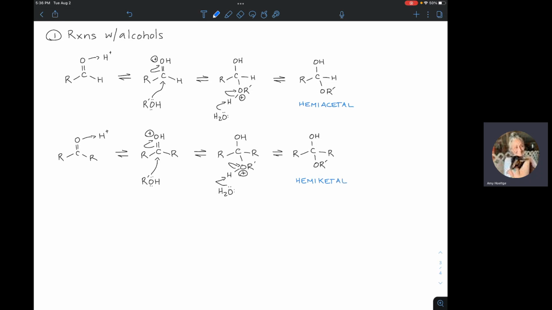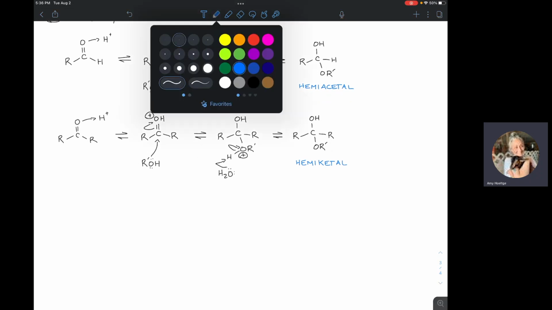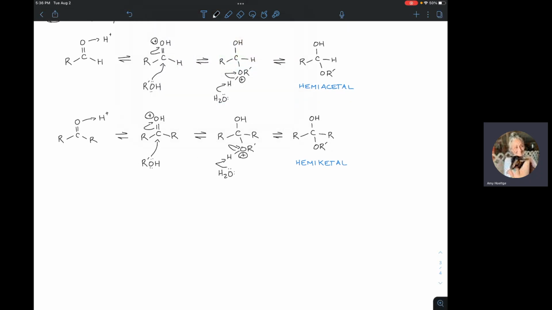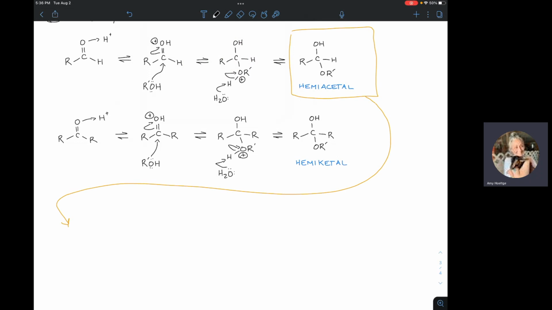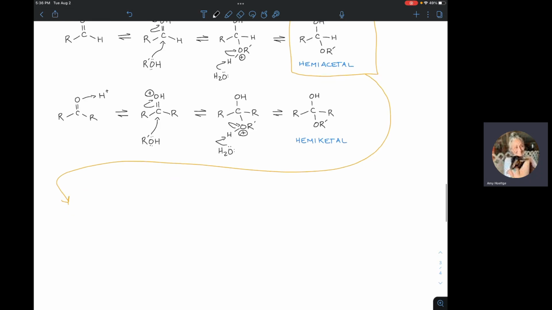Instead of a hemiacetal now, we have a hemiketal. If I was going to add another equivalent of alcohol, so I'm going to take my hemiacetal. So this right here, I'm going to start with this. If I were to add two equivalents of alcohol, what I would have is the hemiacetal, or I could do this with the hemiketal. I'm just going to grab one of them, right, because the chemistry is the same. So I'm going to bring that down here.